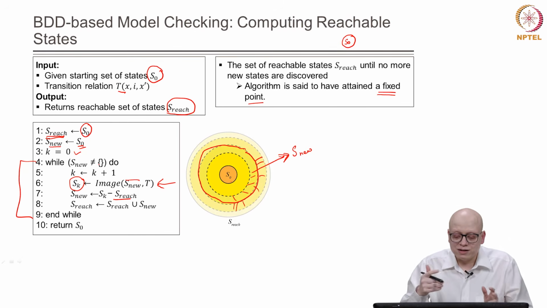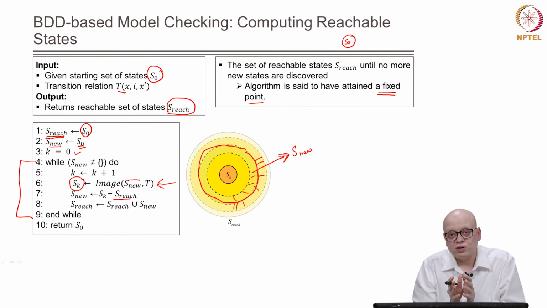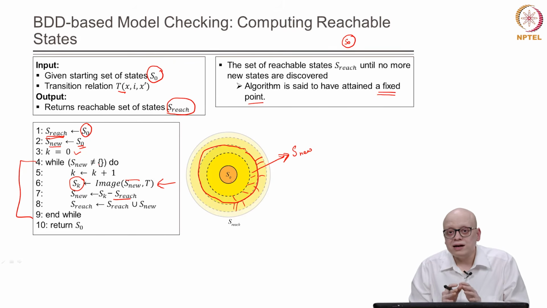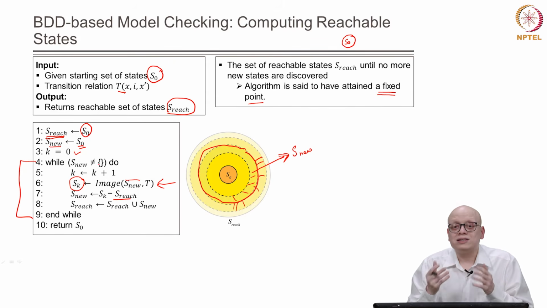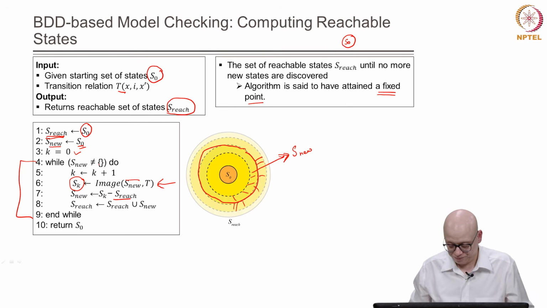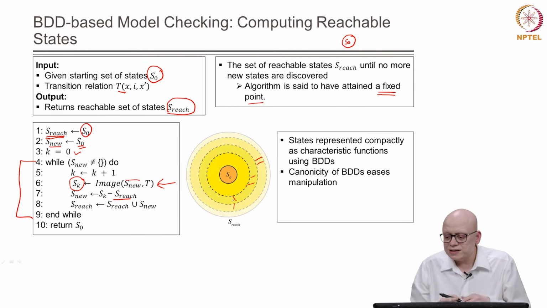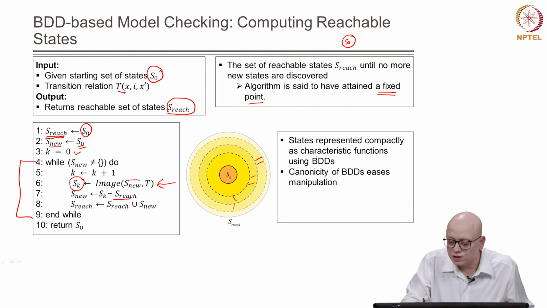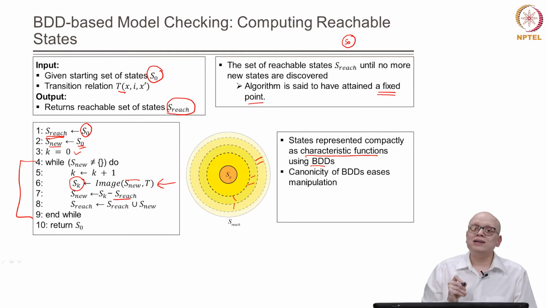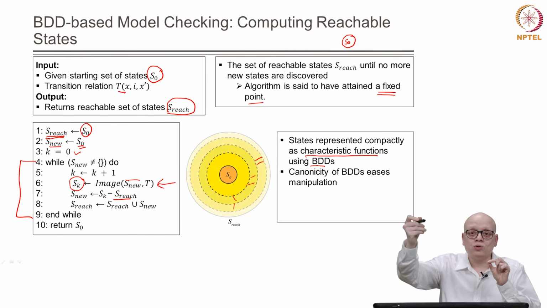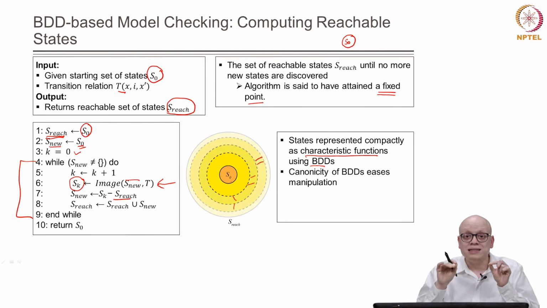So, in this manner, from a given set of states S naught and using efficient image computation, we can determine all the reachable states from a given set of states. Now, states are represented compactly as a characteristic function using BDDs. Okay. So, note what we have done. We have not said, from this state, let us traverse to the next state and so on. We are not doing a graph traversal state-wise.